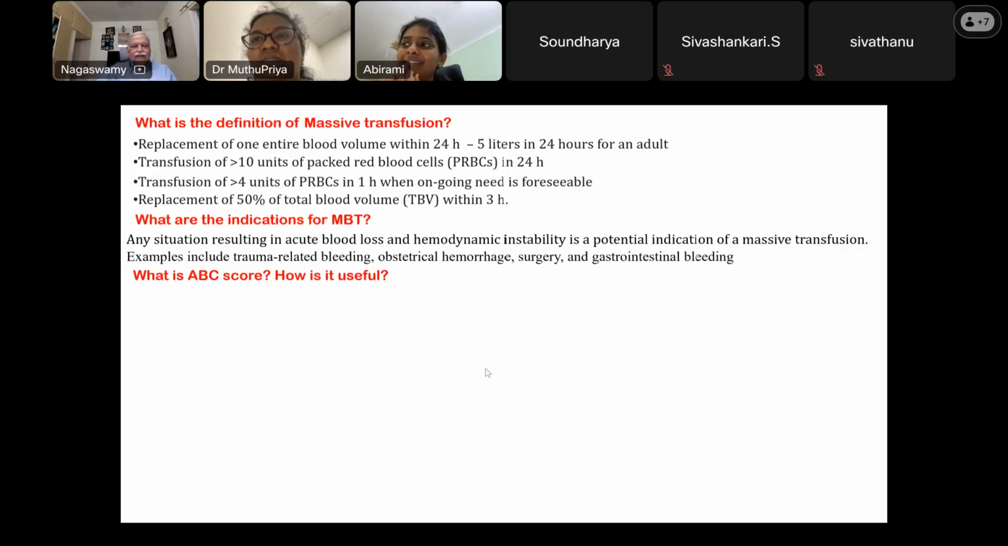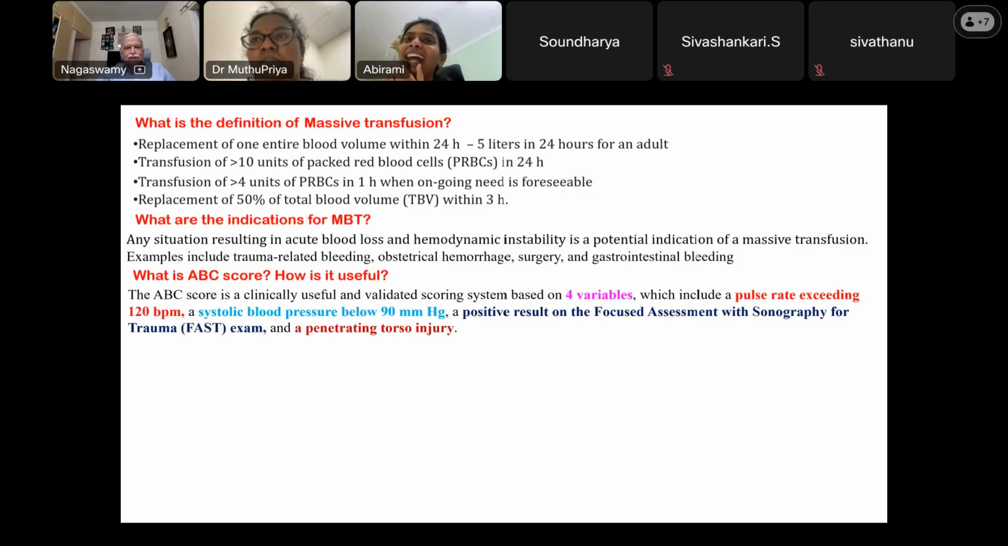Okay. The ABC score is a clinically useful, validated scoring system based on 4 variables. It is the Assessment of Blood Consumption, that is the expansion of this acronym. It is based on 4 variables: the heart rate, systolic blood pressure, positive FAST, and penetrating torso injury. So this is mostly useful in trauma patients.